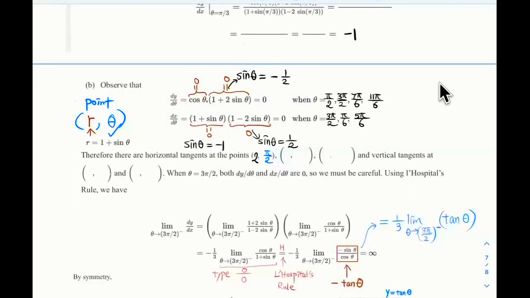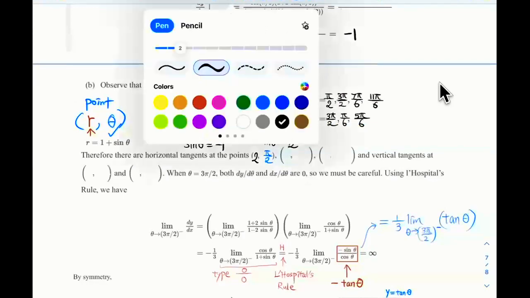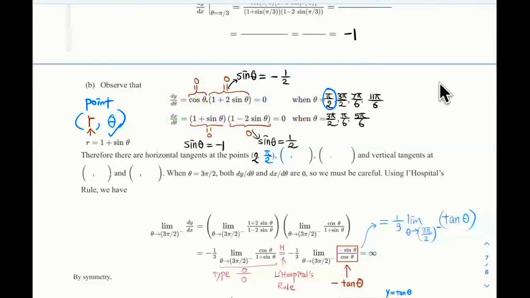Okay, the next one here is, oh, remember we have a horizontal tangent when the numerator equals 0 and the denominator does not equal 0, right? When does it happen? When it is pi over 2, right? And also 7 pi over 6, and also 11 pi over 6, at these three. How come I exclude this?